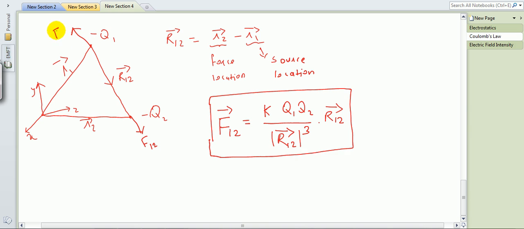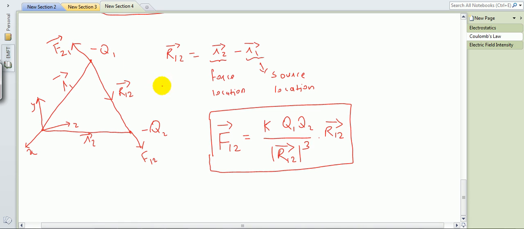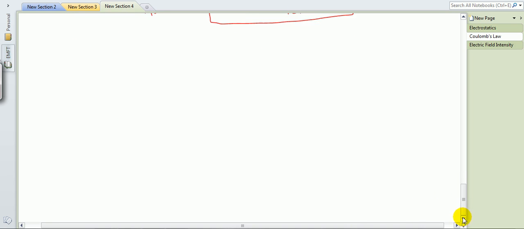So this will be the direction of F21, and it will come the same in magnitude, but the difference will be in the direction. So instead of R12 there will be R21, because I am calculating the force on Q1, so I will take this as force location and this as my source location. So I will do R1 vector minus R2 vector, so it will become R21 if I am going from Q2 to Q1. So if I take similar charges, then the forces are opposing each other, in the sense that the charges are getting repelled.